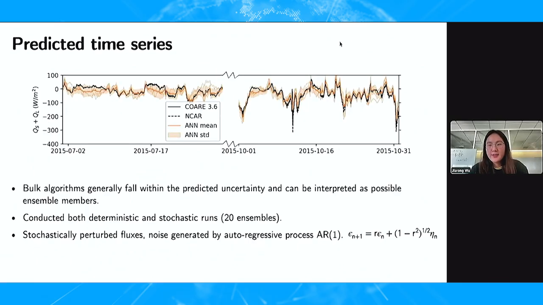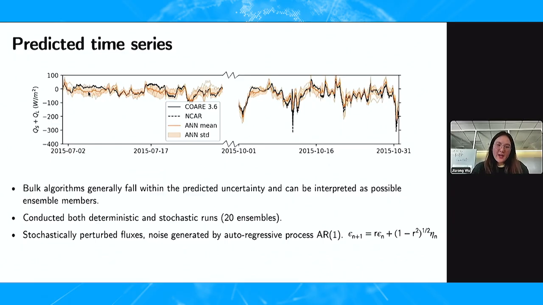We could take a look at the time series of the flux at this particular site. And I think this gives us some insight of how the neural net is different from bulk algorithm. So here the blacks are two versions of bulk algorithm. One is CORE 3.0, one is the NCAR algorithm. But you can see that the black lines almost overlap on top of each other, and you can only spot the difference when there are some extreme values, for example, the spike here. So they are actually pretty close, but the ANN is generally more different from both.